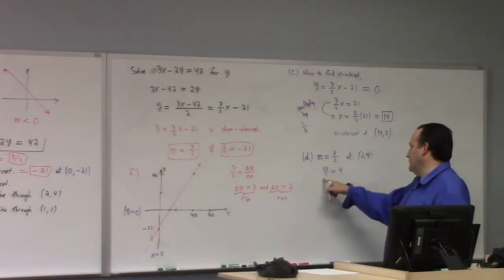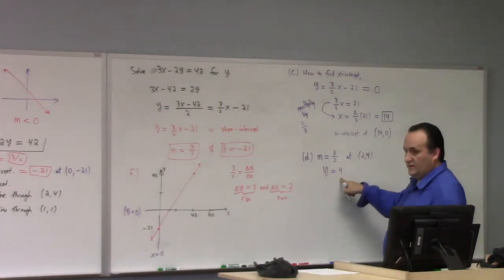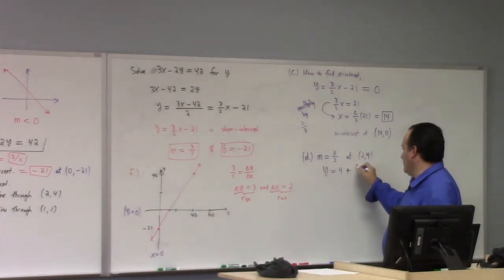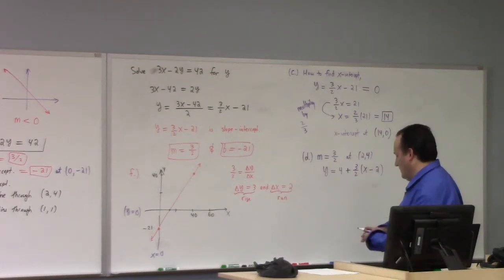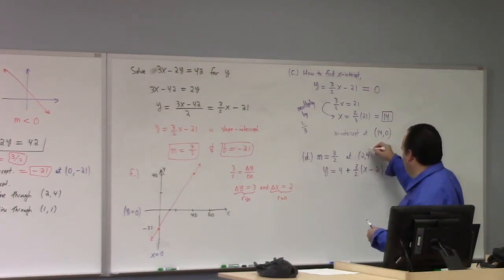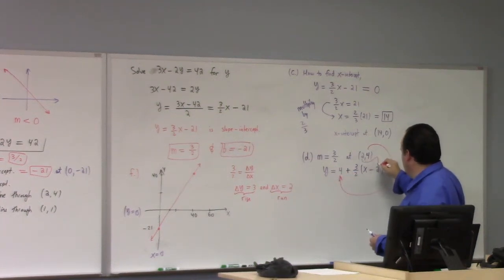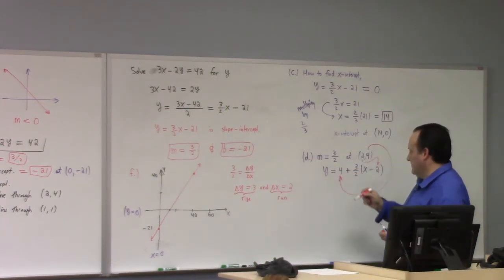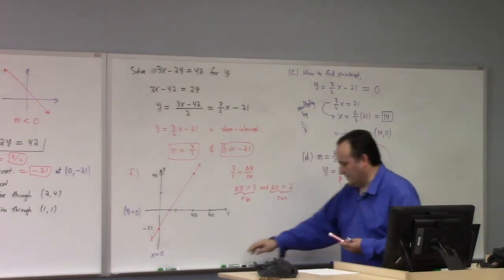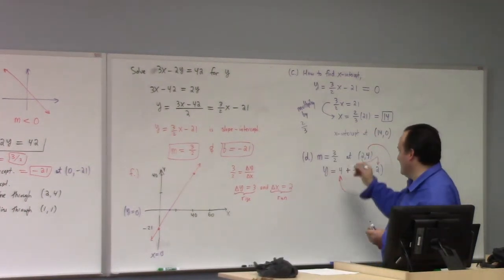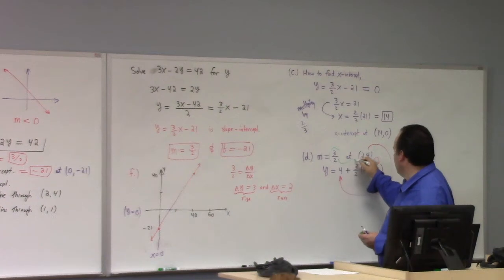So y equals the y component of the point plus the slope, which is 3/2, times x minus the 2. So this 4 is going there in the formula. This 2 is going there in the formula. And if I want to make this really messy, I'll draw an arrow for the slope. The slope is going here.